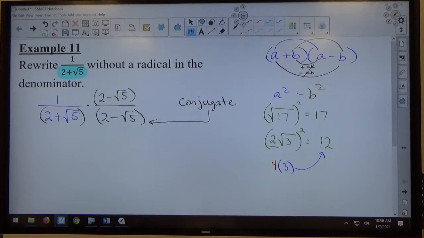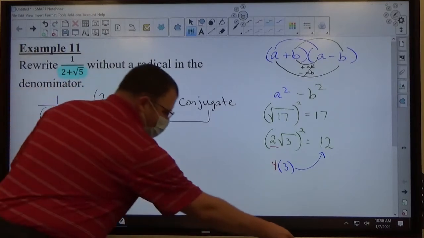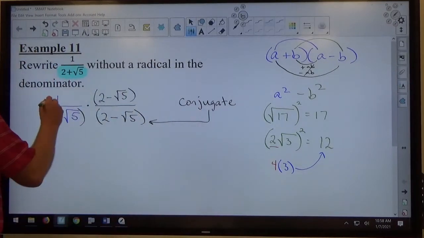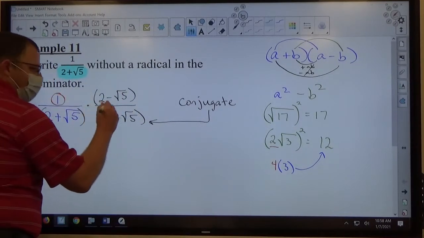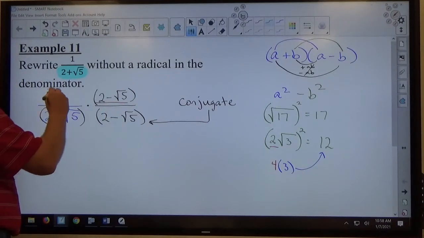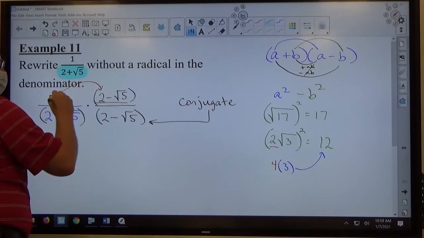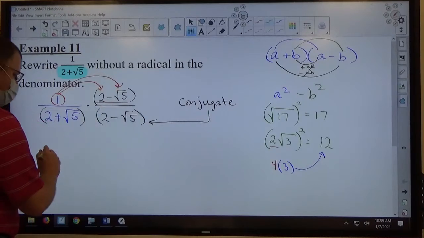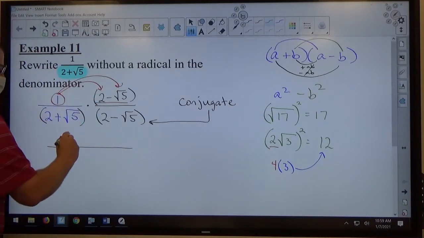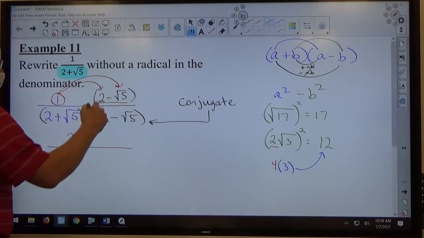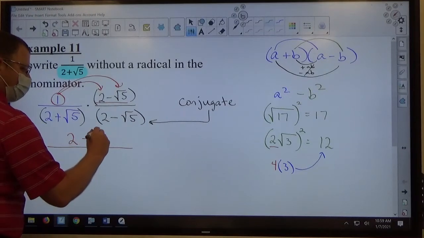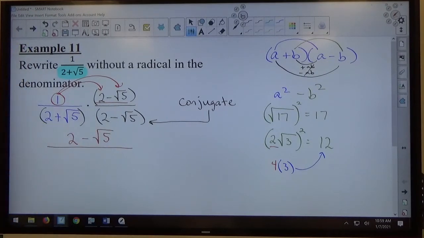Fraction rules are still happening here. So we have to abide by the fraction rules: modify the bottom, modify the top the same. On top, I have a monomial, 1, being multiplied by a binomial, 2 minus the square root of 5. So that's just a distributive property scenario. So on top, I'm going to get 1 times 2 is 2. 1 times negative the square root of 5 is negative 1 times the square root of 5, or just negative square root of 5.